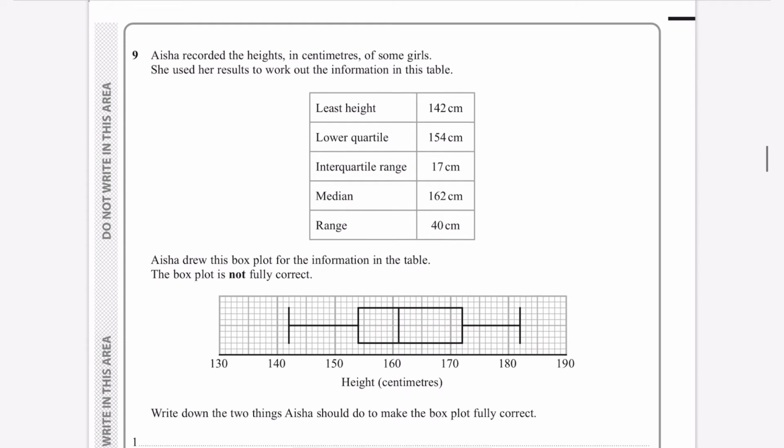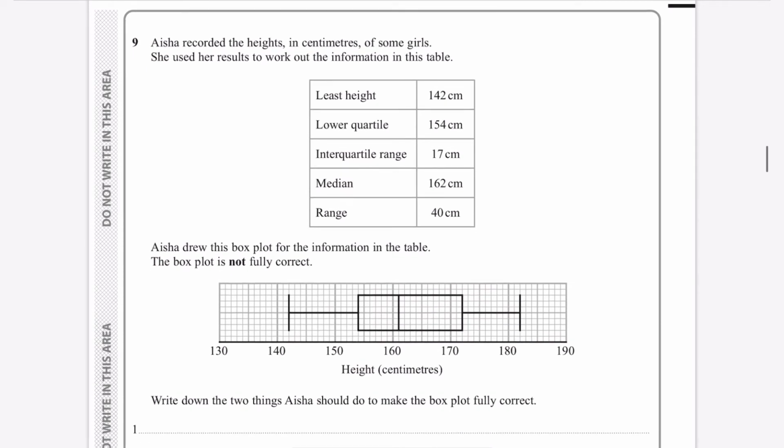Okay, Aisha recorded the heights in centimetres of some girls. She used her results to work out the information in this table. Let's look at that in a second. Aisha drew this box plot for the information in the table, but the box plot is not fully correct. Write down the 2 things that Aisha should do to make the box plot fully correct. So I kind of think about this as, what would a teacher do? I'd mark it and actually see what's happened.